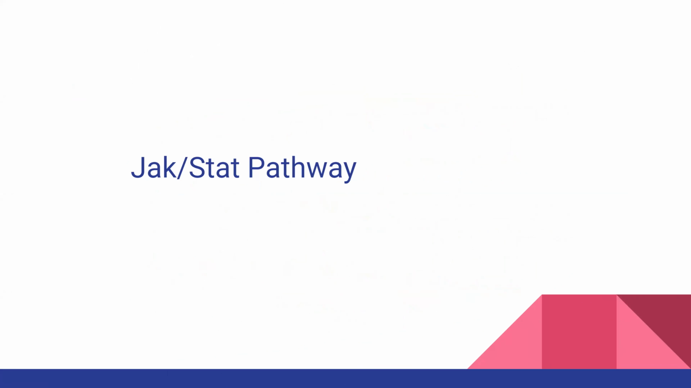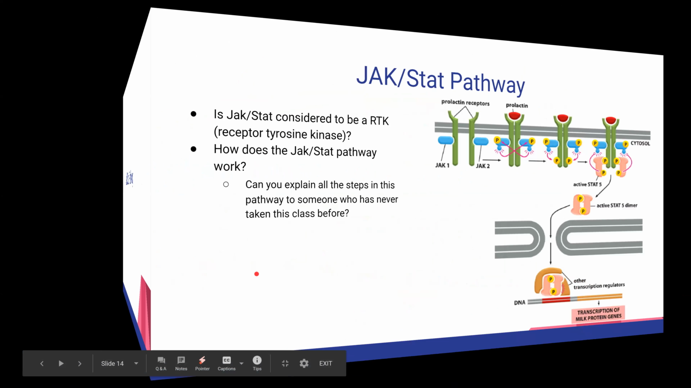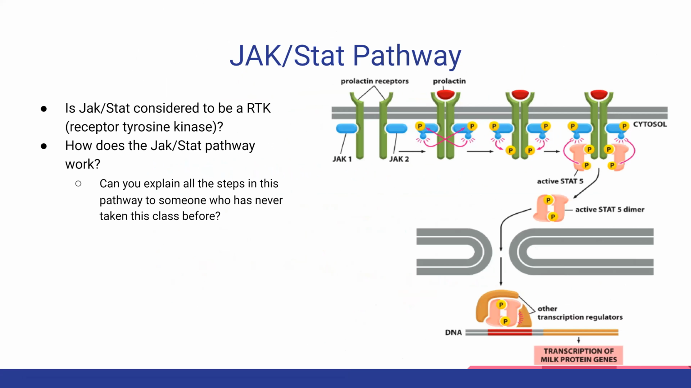Okay, so now we're going to go over the JAK-STAT pathway and then afterwards the GPCR pathway. To start off, what you want to be thinking about in your mind when we go over this is, one, is JAK-STAT considered to be an RTK? And also, how does the pathway in general work? How does each step lead to the next one? And if you were to knock out a step, how would that change either the upstream or the downstream effects? Okay. So before we start, does anyone have any questions? No? All right.